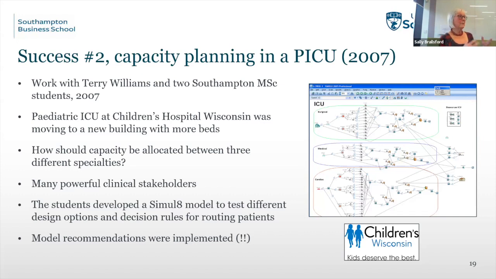And of course, all the doctors and consultants in those specialties thought that theirs was the most important and they should have the most beds. What the students did was build a fairly simple simulation model. It looked at different allocations of beds and also different rules: if one area was full, which bed should take the extra patient? So, different overflow rules, if you like. The options that came up from the model, the hospital implemented, and as far as I know, it's still operating like that.